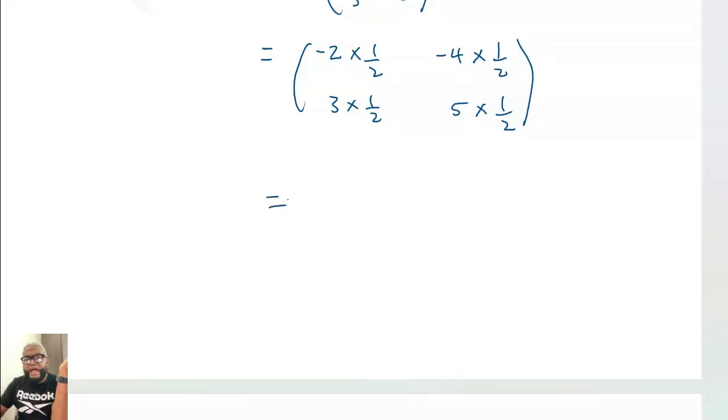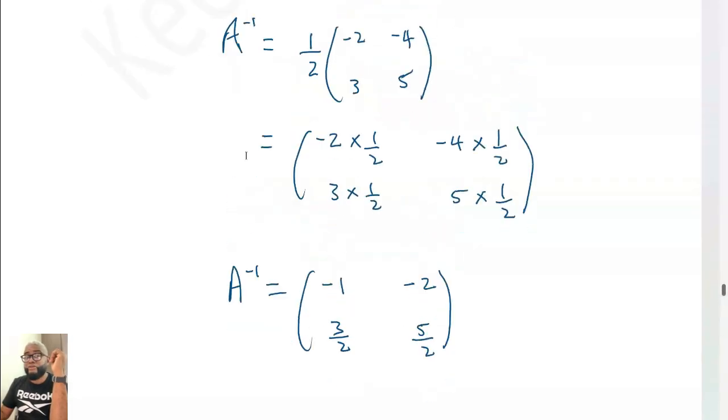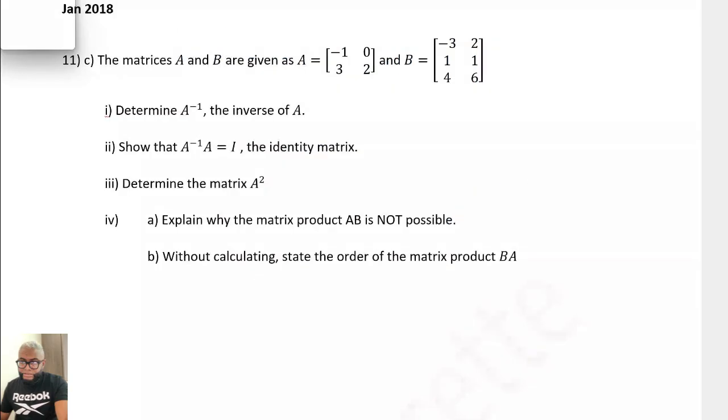So -2 multiplied by a half would be what? -2 by a half is -1, right? -4 multiplied by a half, -2. 3 multiplied by a half, 3 over 2. And then 5 multiplied by a half would be 5 over 2. Everybody good there? So this here would be the inverse of A. You could write it like this, as I said, or you could write it like this.